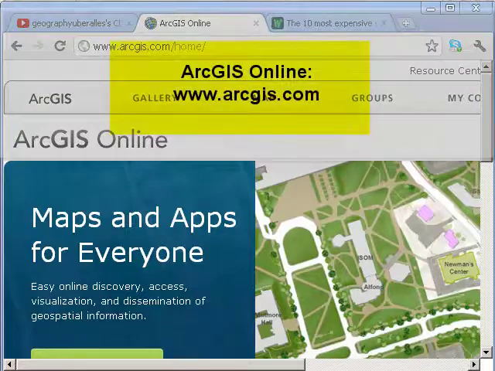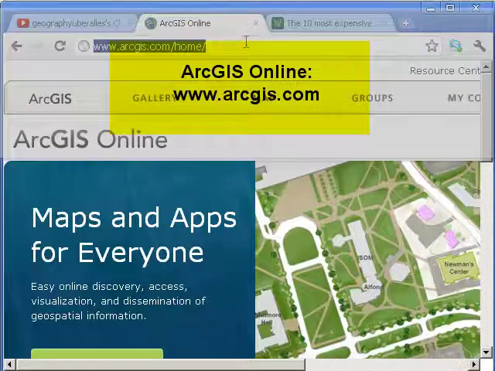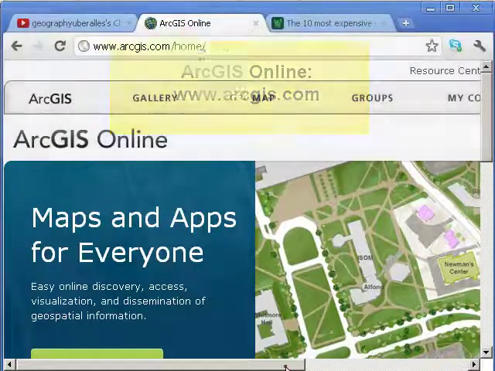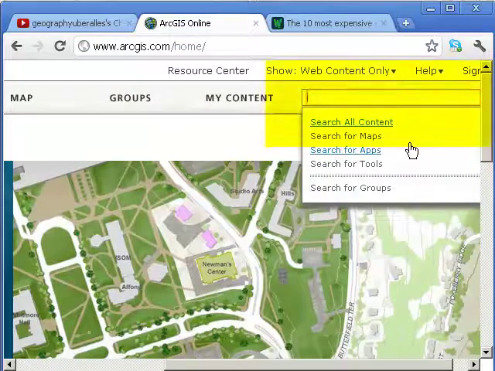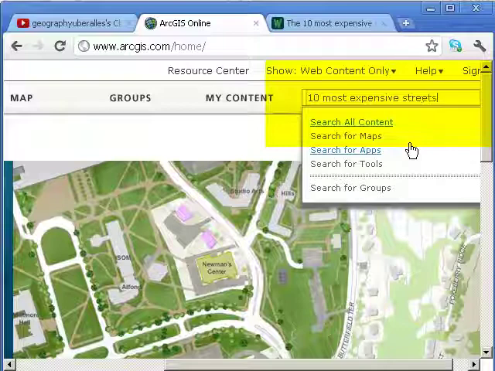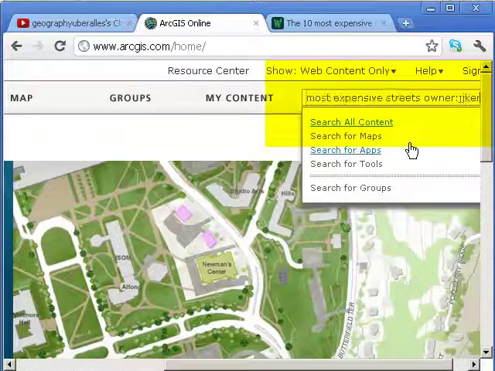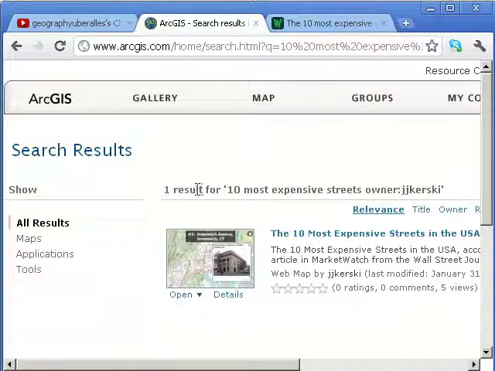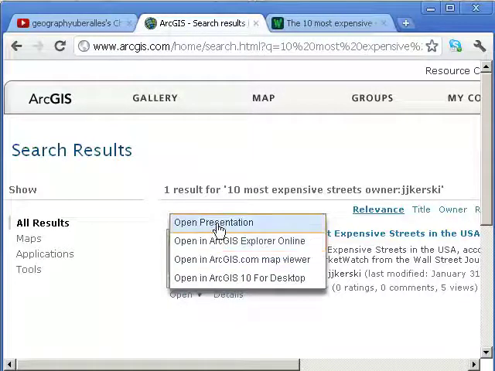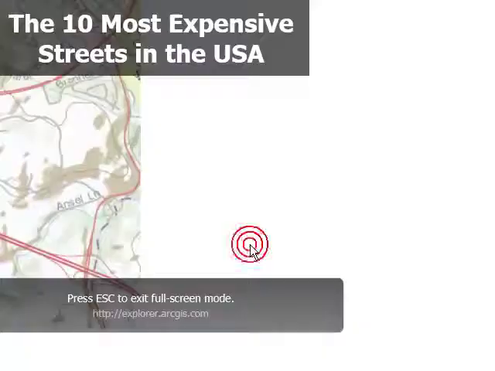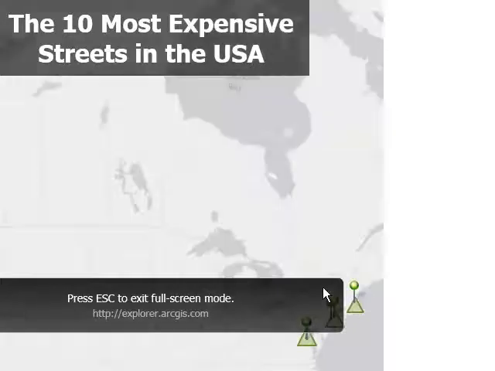What we're going to do is go to arcgis.com. www.arcgis.com. That's ArcGIS Online. In the search frame, let's search for 10 most expensive streets, owner J.J. Kursky. We've got one result. Let's go ahead and open it in presentation mode. Let's go ahead and start that presentation and look at our first slide.